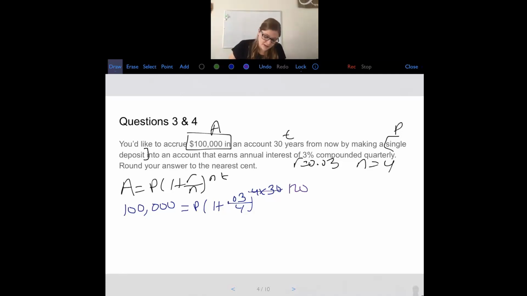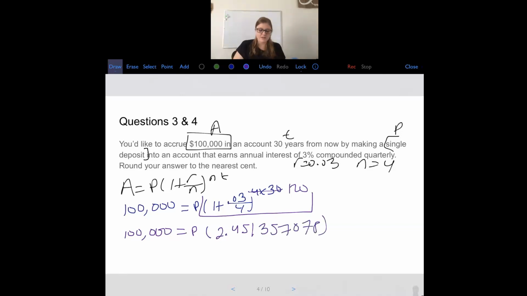Okay, so I still recommend doing the exponent first, so this is 120, but ultimately we're going to be solving for P. So what I would do first is to do this expression, the 1 plus 0.03 divided by 4 to the 120, and when you do this in your calculator, write out as many decimal places as it's showing, okay, to avoid any rounding errors. When it says round, you don't round until the very end of the problem. Okay, so this gives me, so I have 100,000 equals P times 2.451357078.